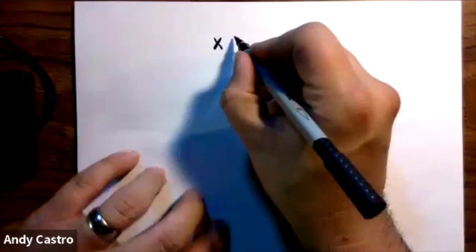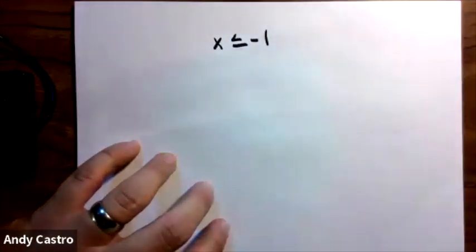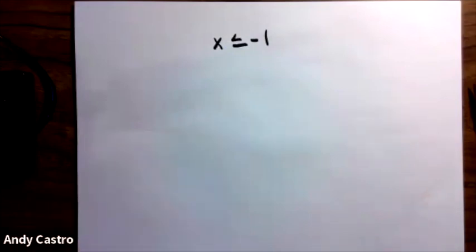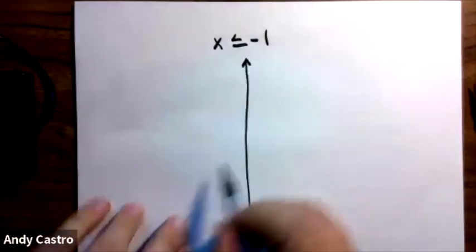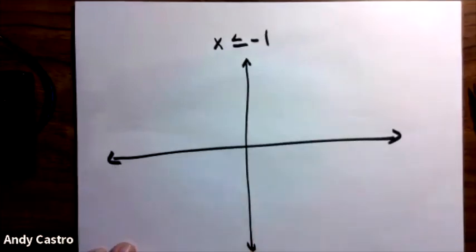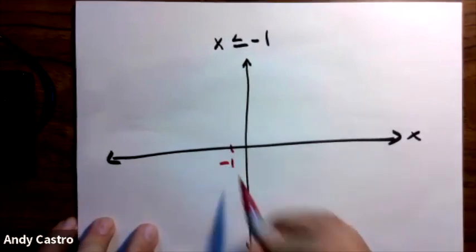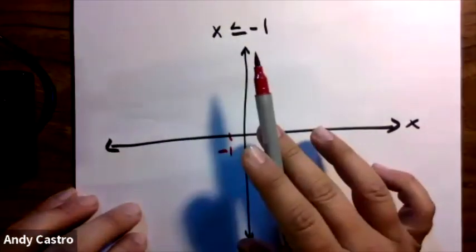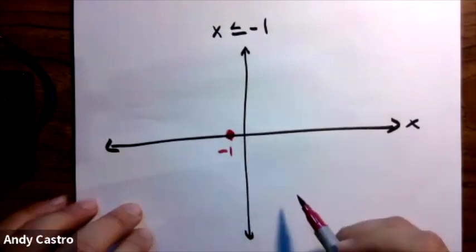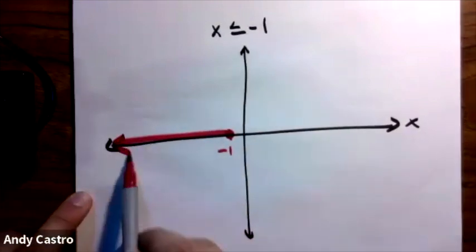All right, let's look at another one. Here we have x is less than or equal to -1. And we looked at that yesterday on a single number line. So I'm going to show you how to put that on a double number line. Okay, so here's your x-axis, and we have the point here, -1. So we know that x is less than or equal to -1. That means it includes -1, and x is everything to the left of -1.